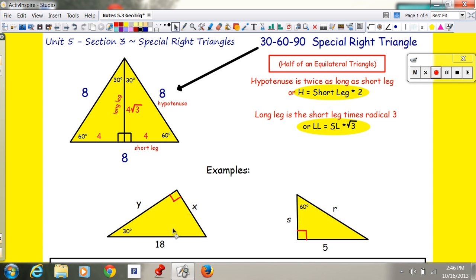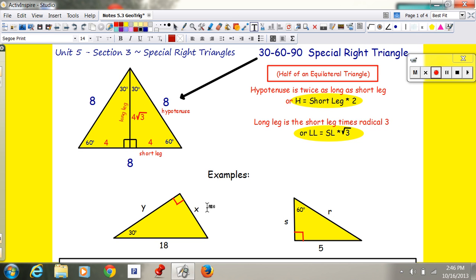Here is our first one. We want to find the value of x and the value of y. So we've got a 30-degree angle, so across from that is my short leg. Okay, I'm going to put short leg right here, SL for short leg. Let me make it bigger so you can actually see it. Okay, so short leg is going to be on this side. This one's going to be my longer leg.